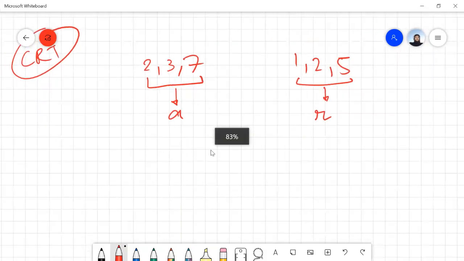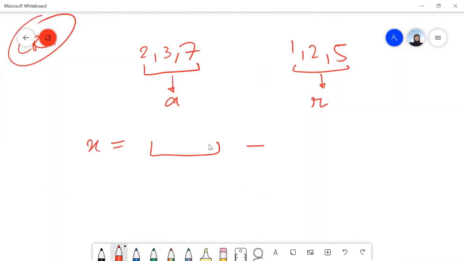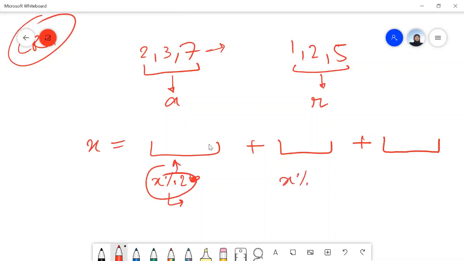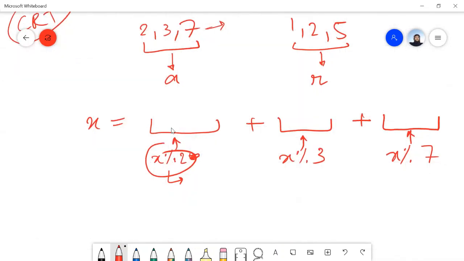Okay, so for finding x, suppose x is equal to the sum of three buckets. Suppose these are three buckets because there are three numbers. In the first bucket, the value of x mod 2 should come from here, the value of x mod 3 should come from here, and the value of x mod 7 should come from here. So if the value of x mod 2 comes from the first bucket, then the remaining two buckets should give 0.